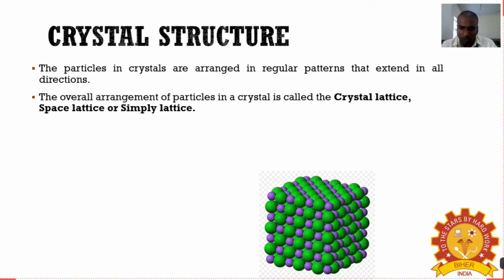So, the overall arrangement of particles in a crystal is called the crystal lattice. A three-dimensional proper arrangement of ions, atoms or molecules is called a crystal. The overall arrangement is called the crystal lattice, or simply we can say lattice or space lattice.